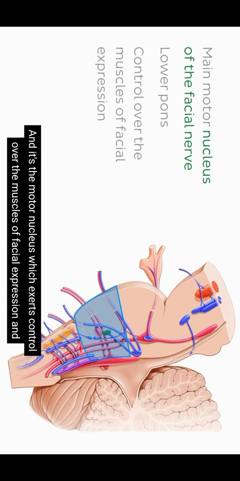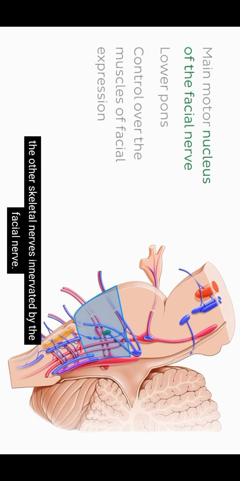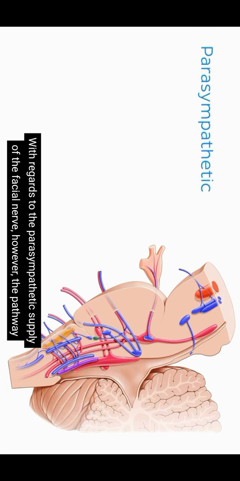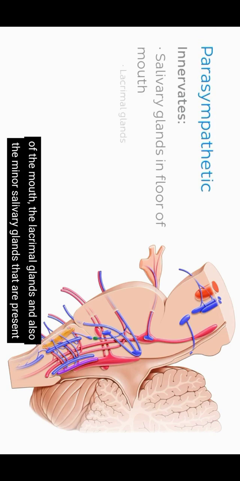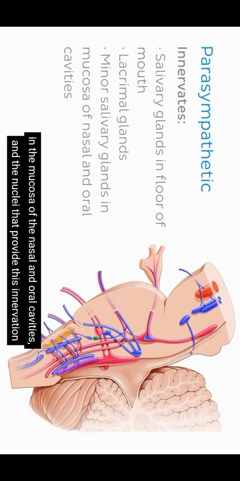It's the motor nucleus which exerts control over the muscles of facial expression and the other skeletal muscles innervated by the facial nerve. With regards to the parasympathetic supply of the facial nerve, however, the pathway is slightly different. The parasympathetic supply of the facial nerve innervates the salivary glands on the floor of the mouth, the lacrimal glands, and also the minor salivary glands that are present in the mucosa of the nasal and oral cavities.